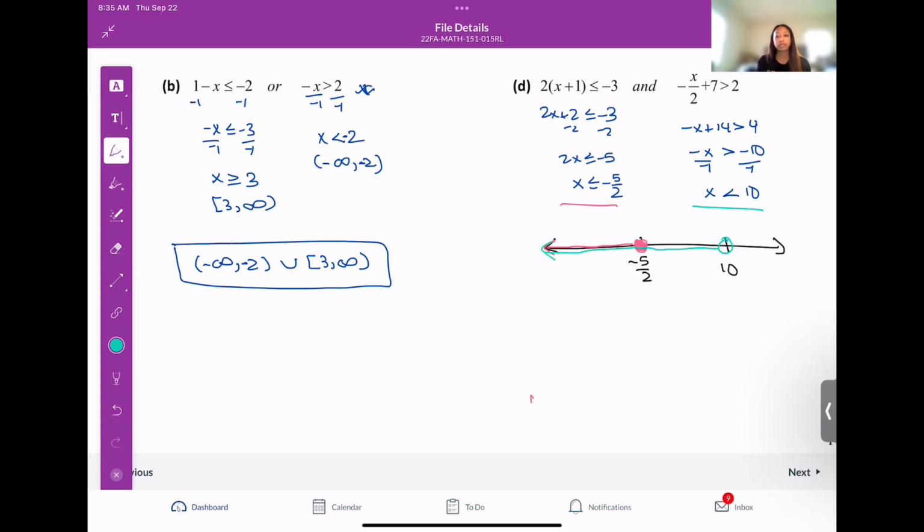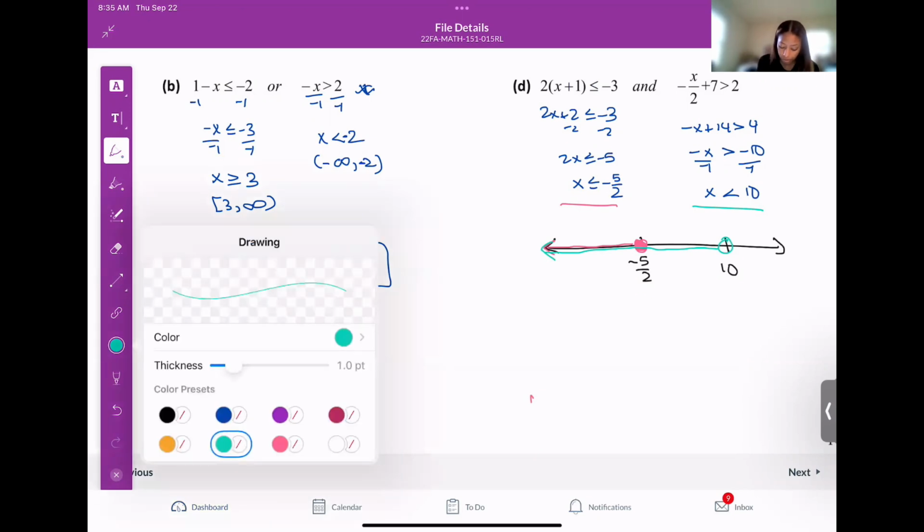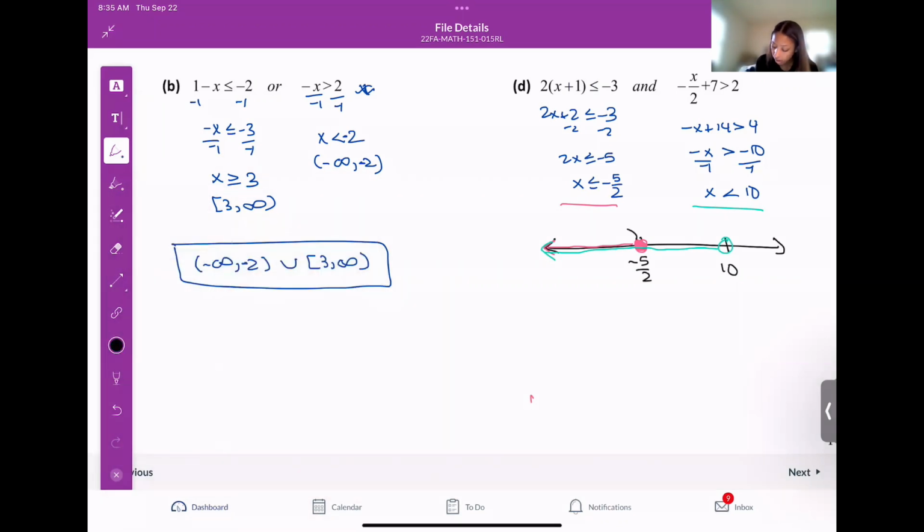Now here's where we have to pay close attention. Our answer is going to be everything that's covered by both the green line and the pink line. The things that are covered by both the green line and the pink line are these values: -infinity up to -5/2, including -5/2. So that's the solution. Because this is an AND problem, our solution has to work for both of these. So it would be -infinity to -5/2, including the -5/2.